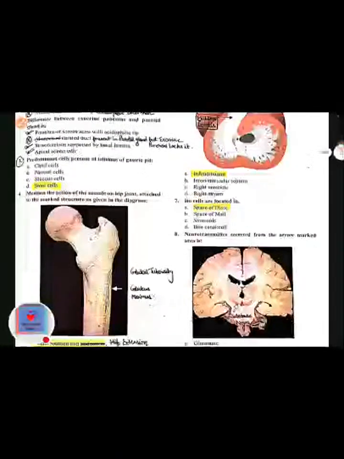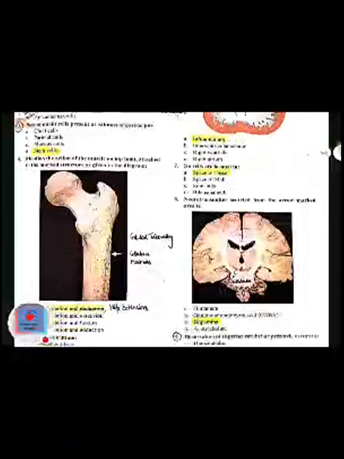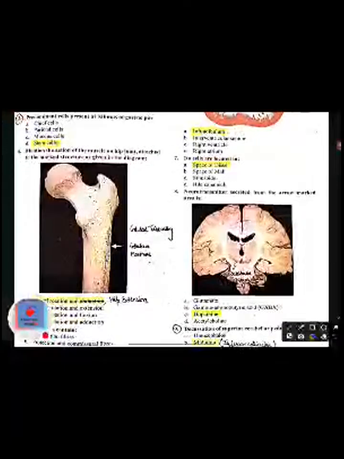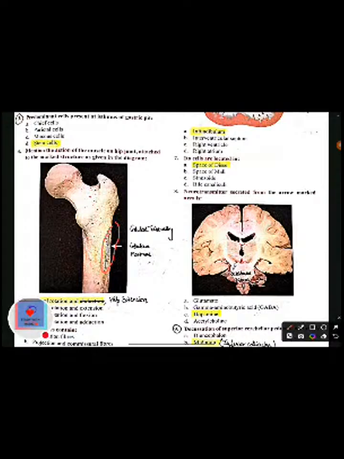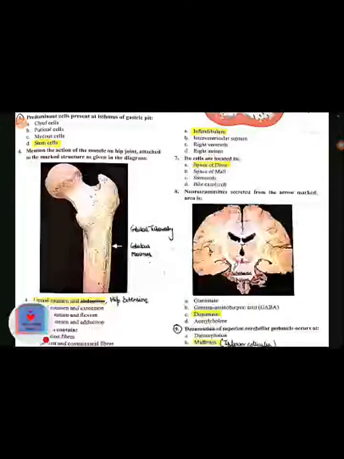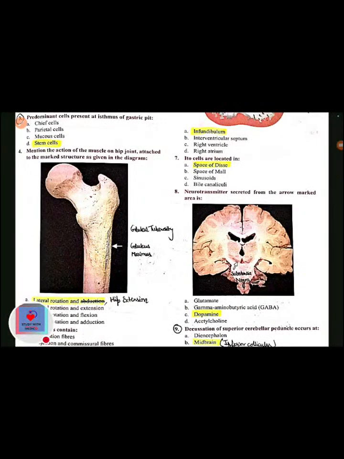Next question. Mention the action of the muscles on the hip structure as given below. This one is asking about the gluteus maximus and its function. So let's revise all the muscles attached to the hip joint. Mention the actions of all the muscles on the hip joint.